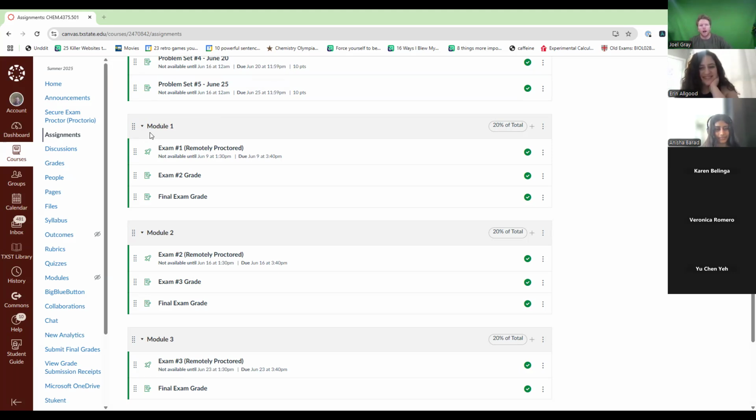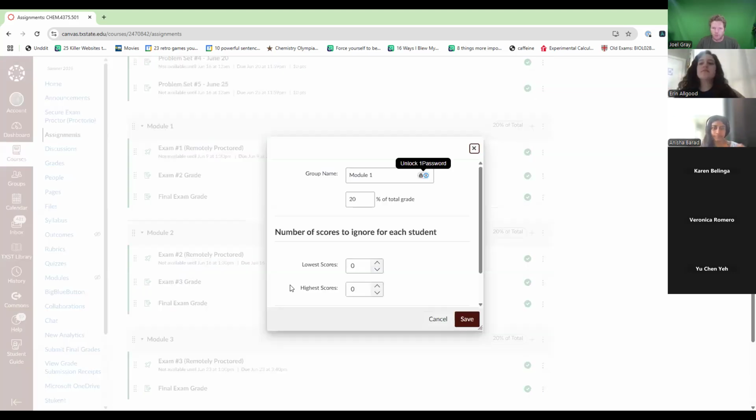Anyway, those three grades will be grouped together. They'll be in one pool, and that pool is worth 20%. Now, check this out. That's three items. Here's the rule that's going to be applied. I'm going to drop the lowest two.